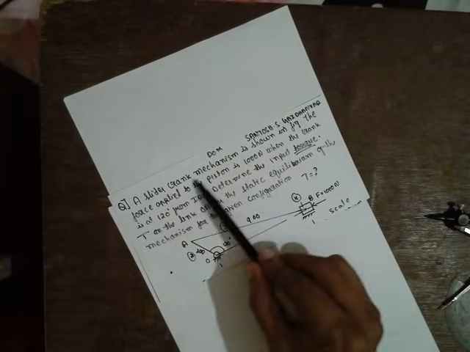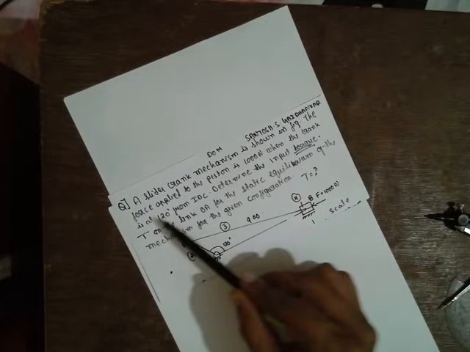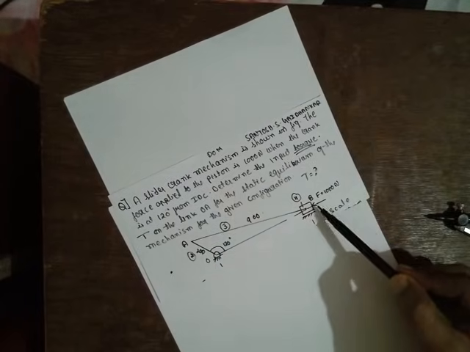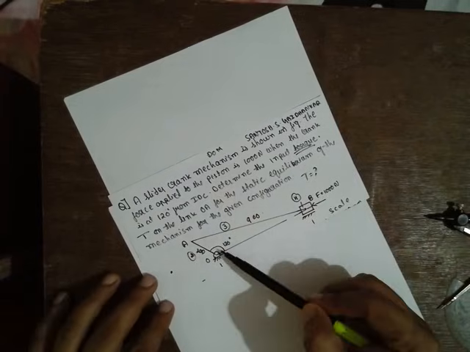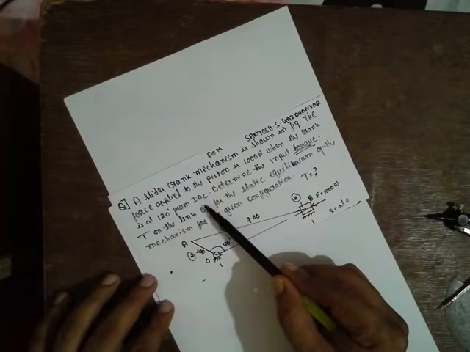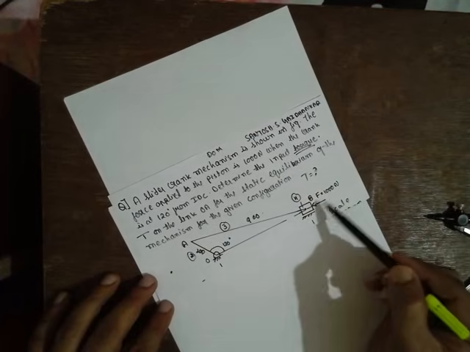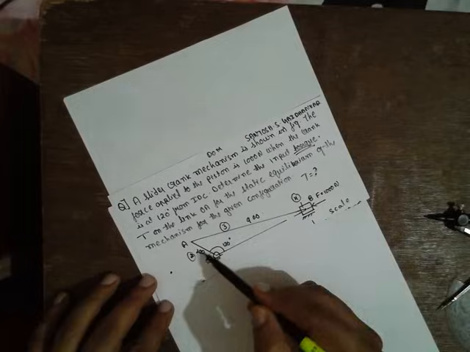A slider crank mechanism is shown in the figure. A force of 1000 Newton is applied to the piston here. When the crank is at 120 degrees from inner dead center, we have to determine the torque in order to stop this force. This is static force analysis.